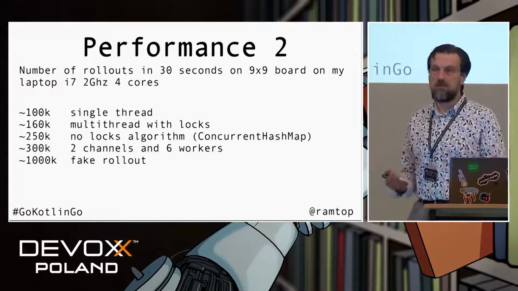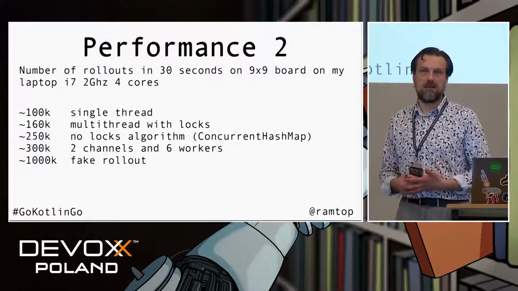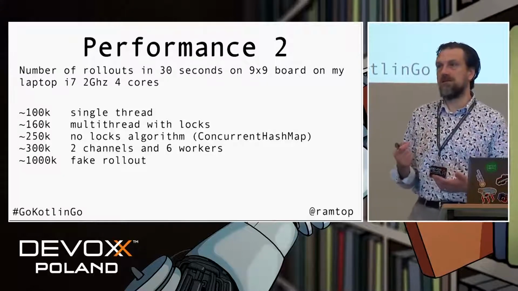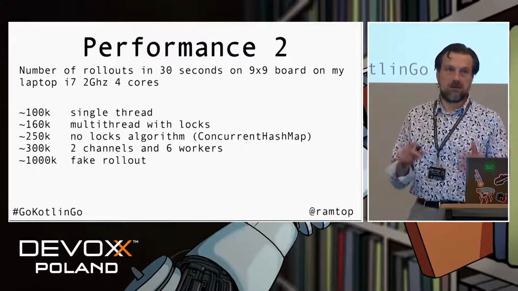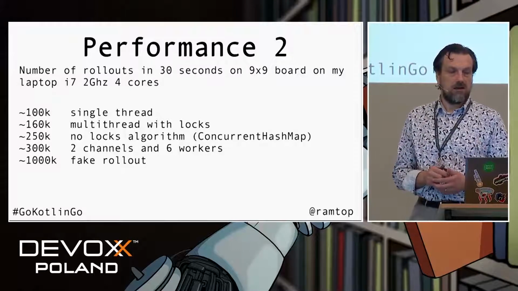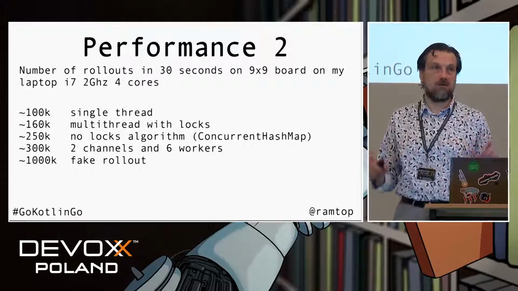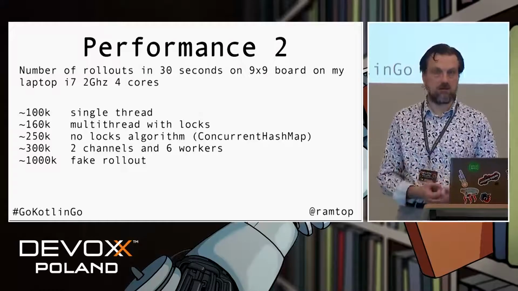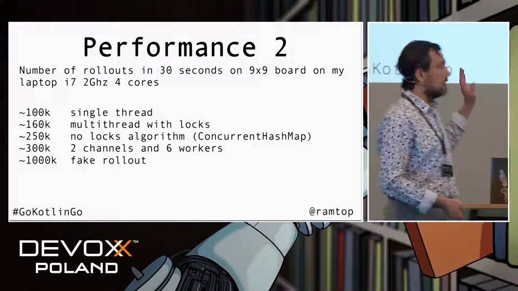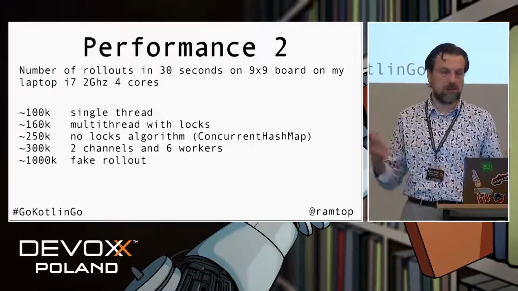Because, for example, the code with no locks was working, but it was quite complicated, and it was very delicate. So if in the future we change something, I will probably break it, because everything must be very, very delicate. Instead, with the channel and worker, the code is very, very easy. It's small and quite easy to understand. So that's definitely quality code. And the 1 million is without doing rollouts, just to check what the maximum theoretical speed is, about 1 million.